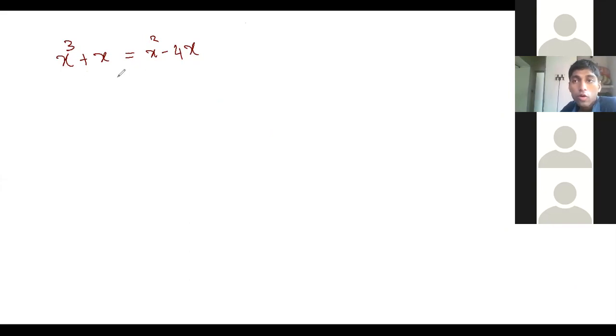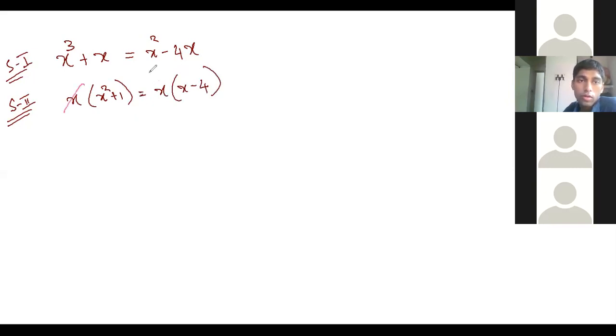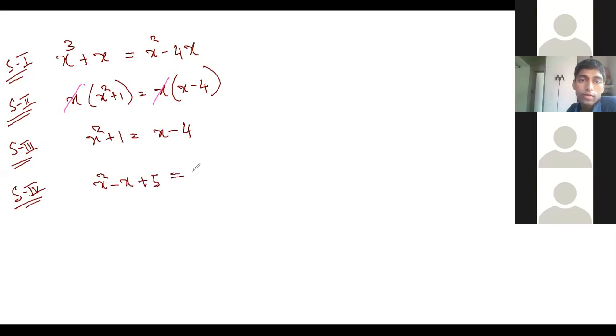Okay, so where is the mistake in what we did? This is the first step. What was the second step we did? We took x common. After that, what did you do? Cancelled x. What was the third step? x square plus 1 is equal to x minus 4. What is the fourth step? x square minus x plus 5, which has no solution.